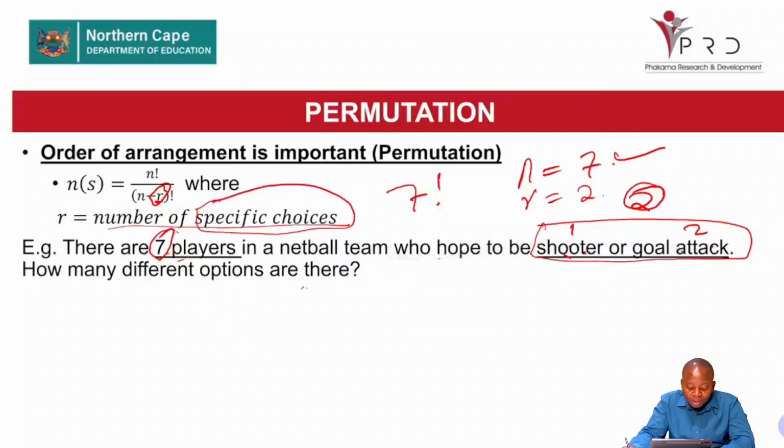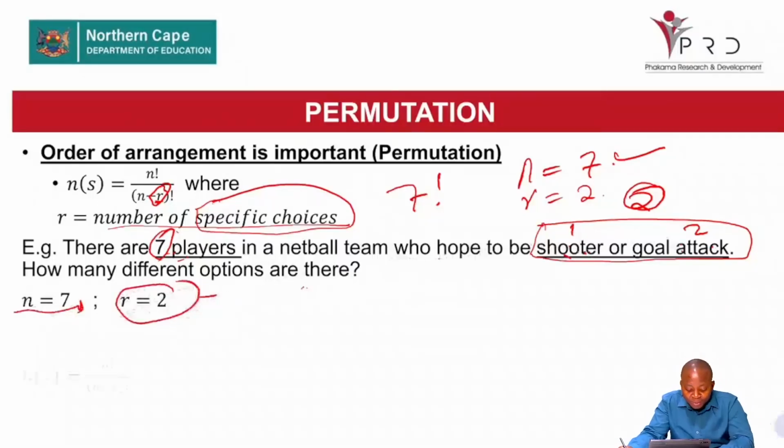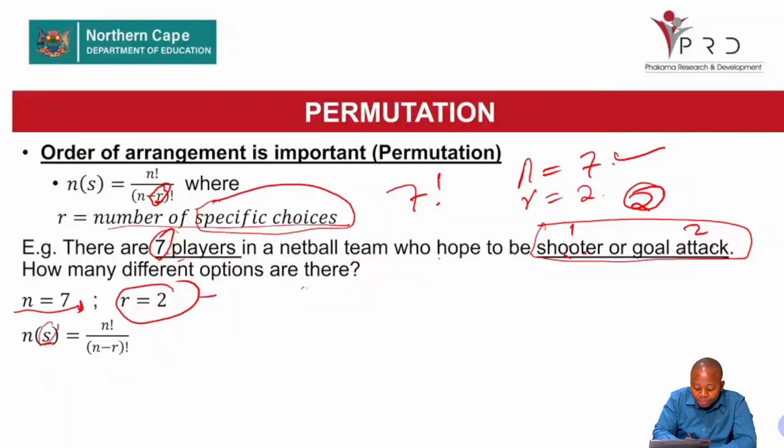Right. So how many different options are there? We're now saying our N is 7, the total. I'll always call them specials or specific choices. I just prefer to say special. Specific choices, how many? 2 of them. So let's check. The number of possible ways is equal to n factorial over n minus r. When I just say n, it's the sample space.